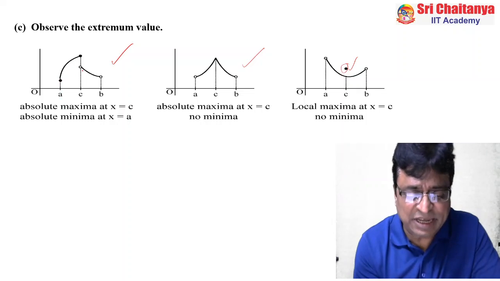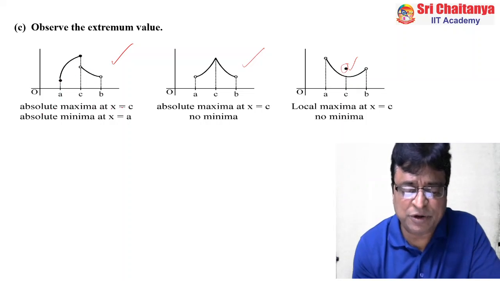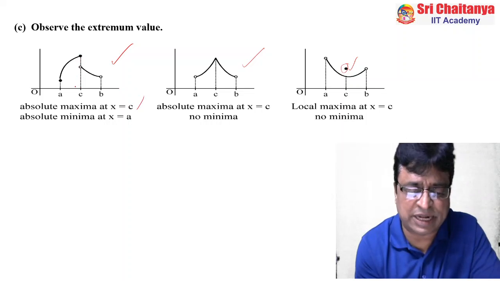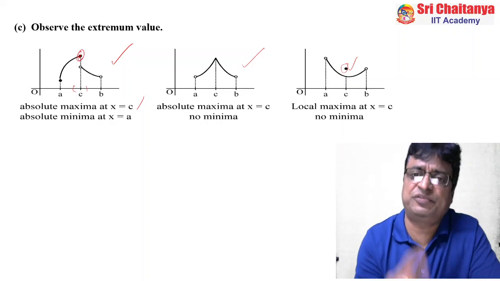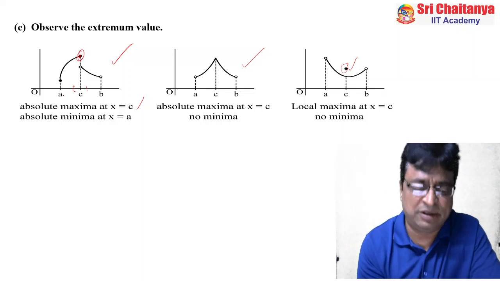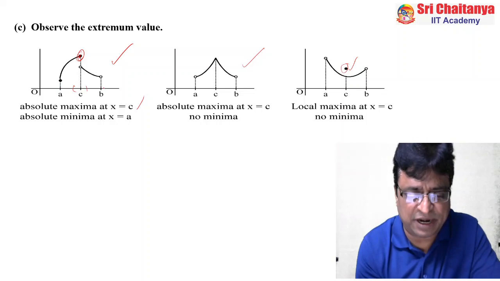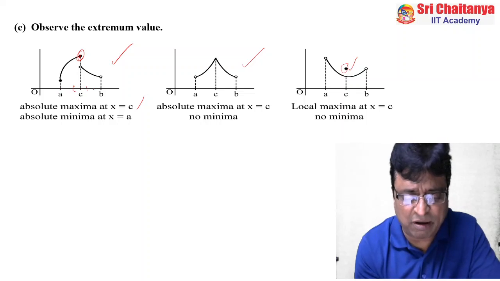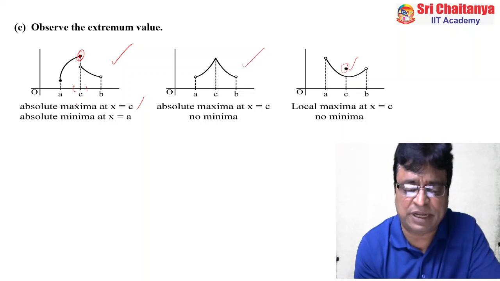But here, what happened? There is an absolute maximum at x equals c, because among all values in the neighborhood of c, f of c is the absolute maximum. Absolute maximum is nothing but the greatest maximum when compared with f of a and f of b, and when compared with all values in the closed interval [a, b) or closed a, open b.